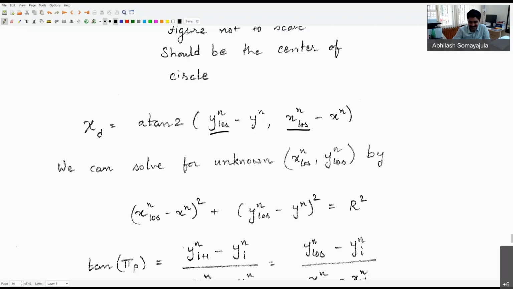Yes, sir. How are we defining the circle, sir? Like the size of the circle? The size of the circle is a parameter which we specify. And we have to make sure that it is at least larger than the cross-track error. If the radius is less than the cross-track error, then the circle will not intersect. Right. So we have to make sure that the circle is larger than the cross-track error.